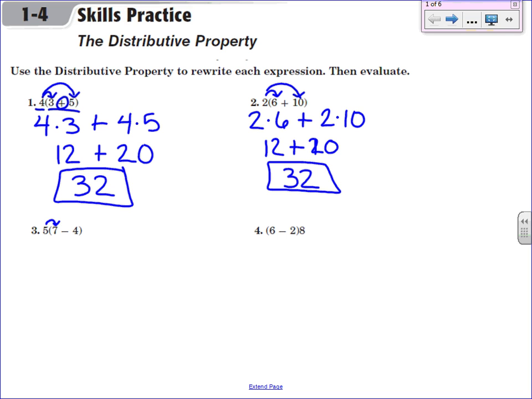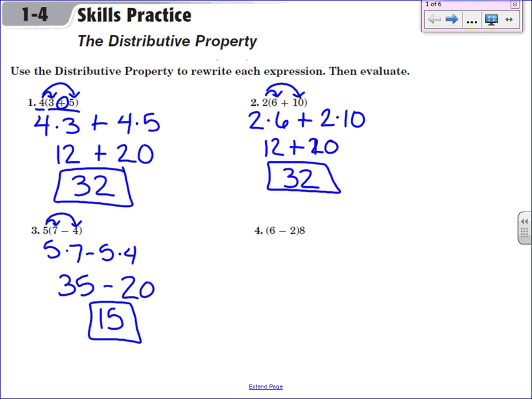Five times 7 minus 5 times 4. 5 times 7 is 35. 5 times 4 is 20. 35 minus 20 is 15.